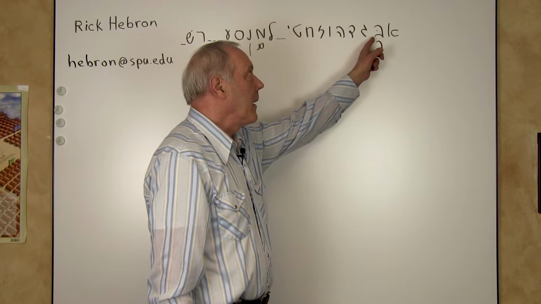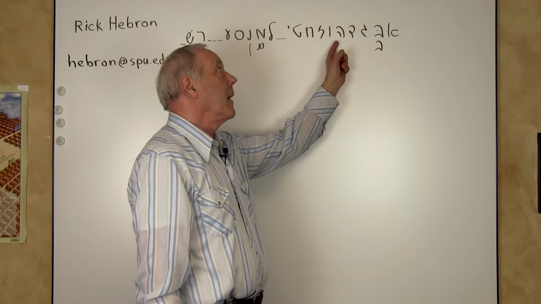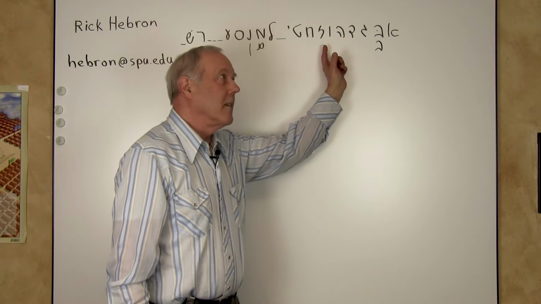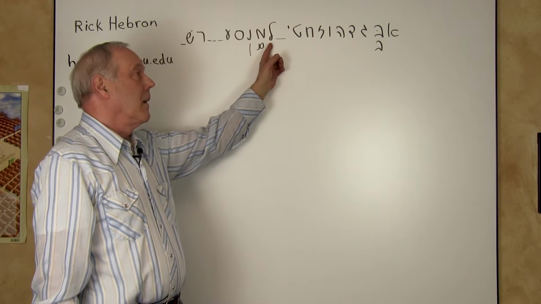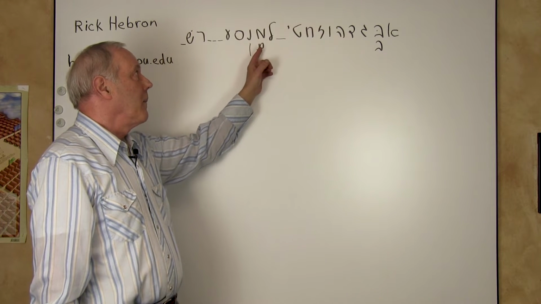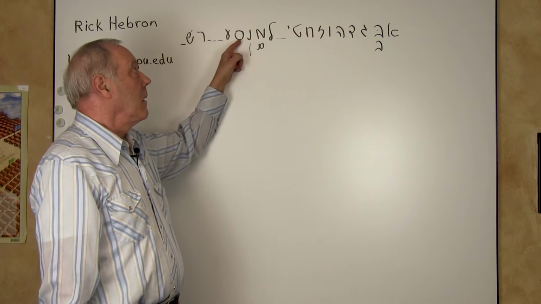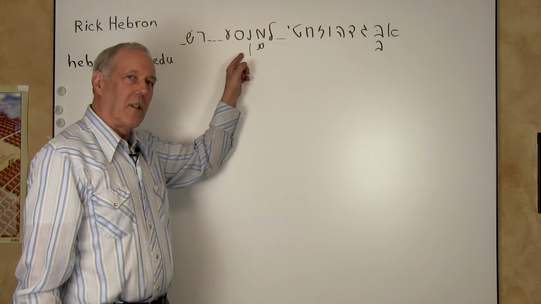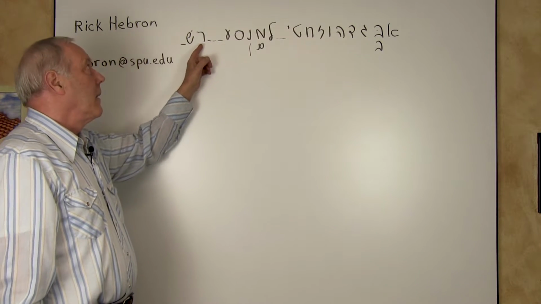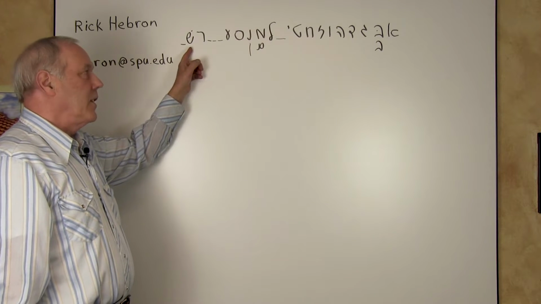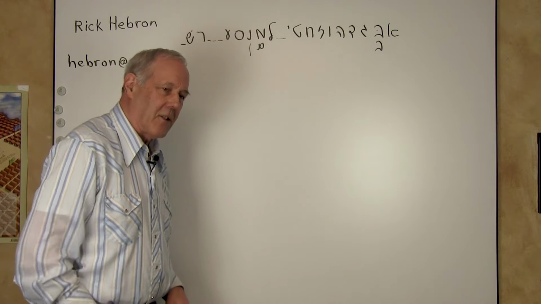Aleph, Bet, and Vet. Gimel, Dalet, He, Vav, Zayin. Chet, Tet, Yud, Lamed, Mem, Mem Sofit at the end of a word. Nun, Nun Sofit if it's at the end of a word. Samech, Ayin, Resh, and Shin, and Sin. Don't forget Sin.